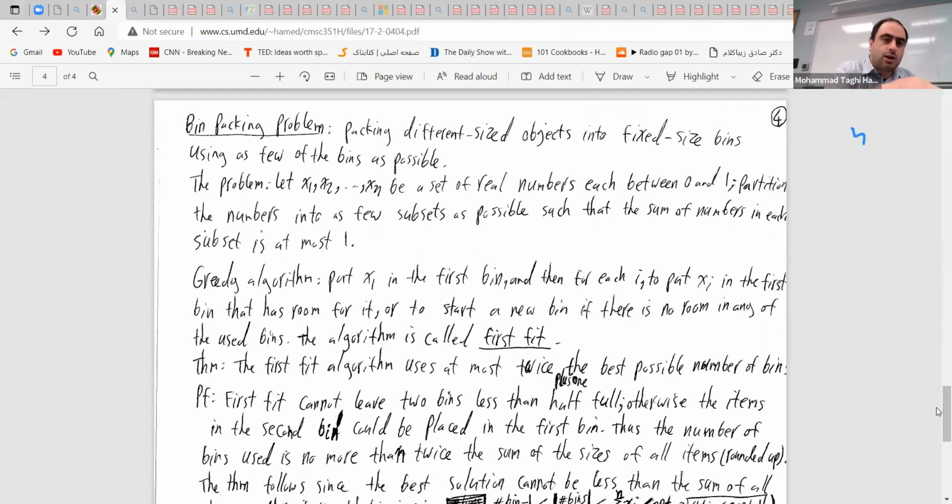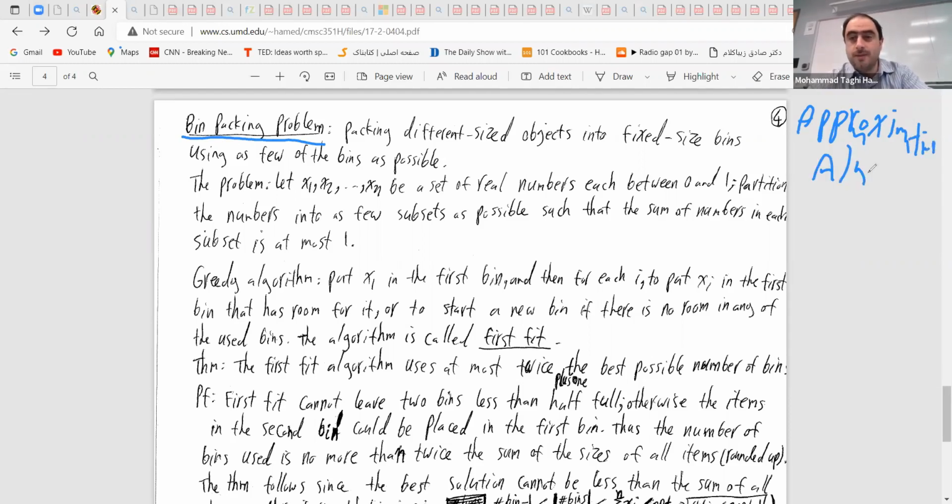So the next problem that we want to talk about is the bin packing problem. This is the one that I want to use to talk about approximation algorithms. Approximation algorithms are a very important set of algorithms. Algorithms is a very wide area. Nowadays, when they say algorithm, that generally includes all the machine learning, etc. These are also parts of algorithms. So it's a very wide area.